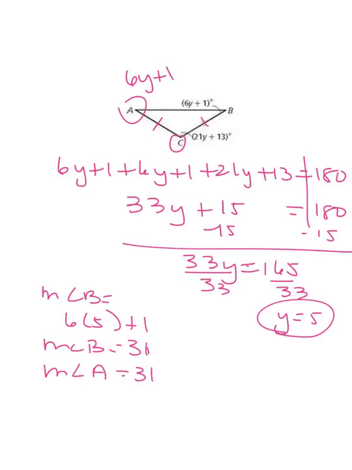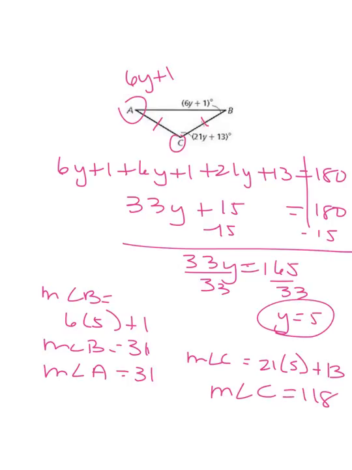And let's do the measure of angle C. So we have the measure of angle C is equal to 21 times 5 plus 13. So 21 times 5 is equal to 105, plus 13 gives me 118. So the measure of angle C is equal to 118.